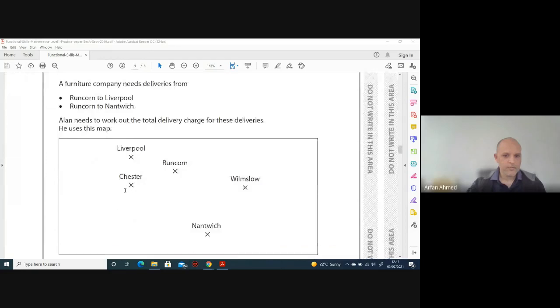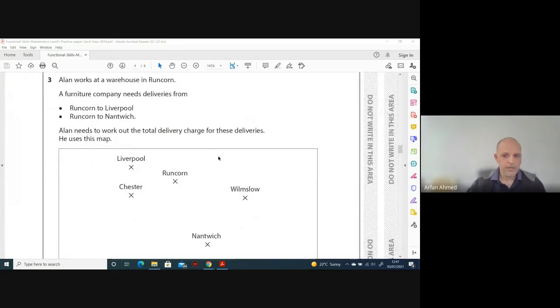Question 3. A lot of people got this wrong, so let's go through this. I think it's a good question. Alan works at a warehouse in Runcorn. Furniture company needs deliveries from Runcorn to Liverpool, Runcorn to Nantwich. Alan needs to work out the total delivery charge for these deliveries. He uses this map.